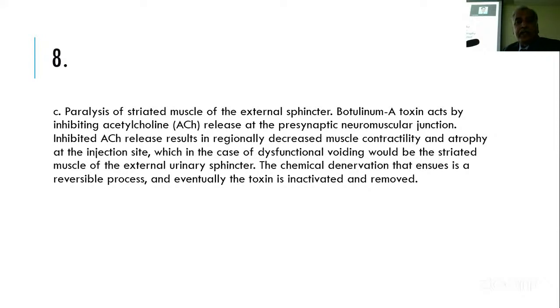Botulinum A toxin acts by inhibiting acetylcholine release at the presynaptic neuromuscular junction. Inhibited ACH release results in regionally decreased muscle contractility and atrophy at the injection site, which in the case of dysfunctional voiding would be the striated muscle of the external urinary sphincter. The chemical denervation that ensues is a reversible process, and eventually the toxin is inactivated and removed. So many of these patients have a habit of sphincter contraction, right? So these patients may be helped because of the sphincteric spasm, by injecting botulinum into the sphincter.